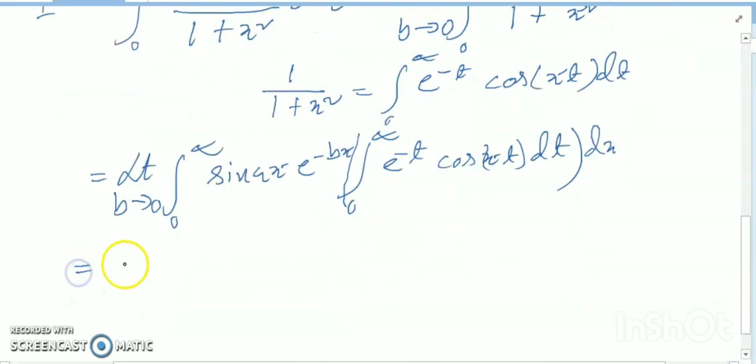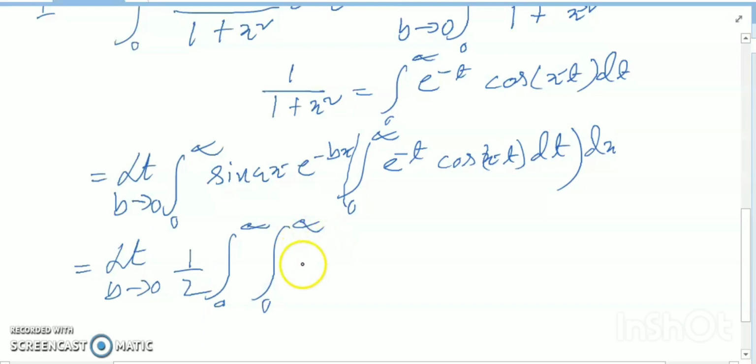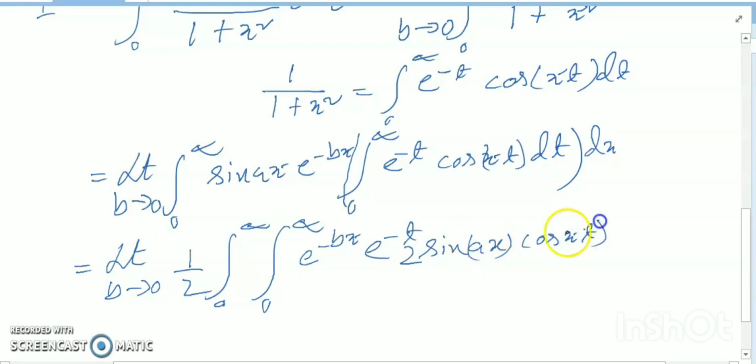Now it can be written as the limit b tends to 0 of the integral from 0 to infinity into 0 to infinity of e to the power minus bx e to the power minus t sine ax 2 sine cos xt into dt into dx.